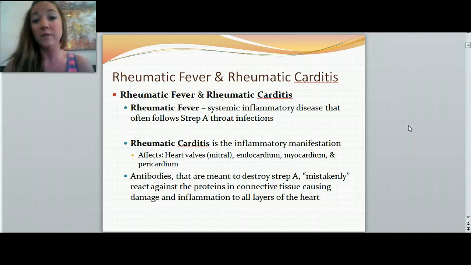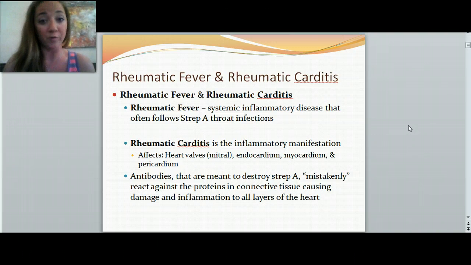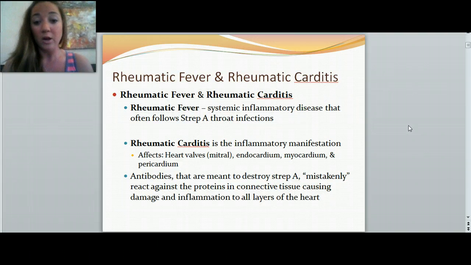Okay, so if a child has a strep throat, that is caused by strep A, then they are at risk for developing rheumatic fever, which then puts them at risk for developing rheumatic carditis. When you hear the word carditis, that's basically just telling you inflammation of the heart. Okay, so it's an inflammation that affects your heart valves, specifically your mitral valve. It also affects your endocardium, your myocardium, and your pericardium. So it affects pretty much all of those layers that surround and help function the entire heart itself.